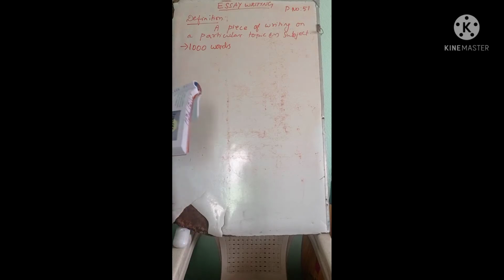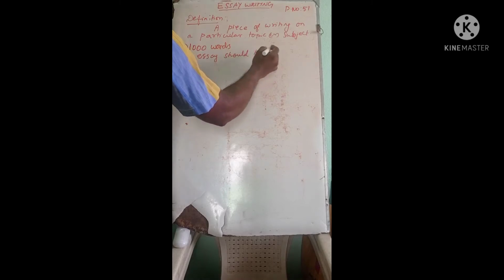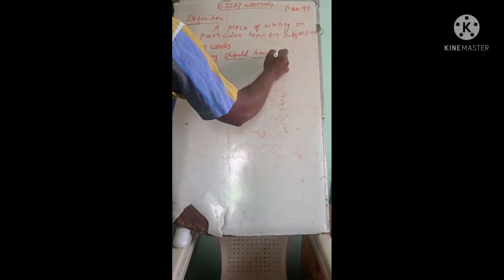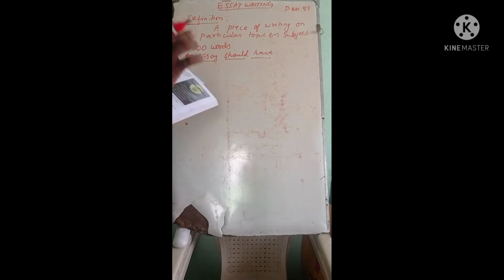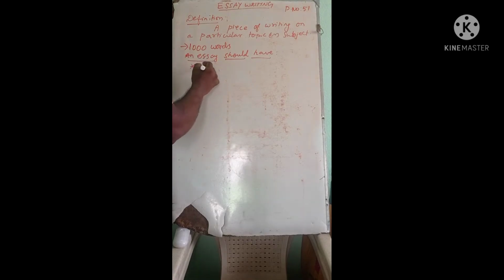See, what an essay should have. Listen. An essay should have a definite theme or purpose. It should have what? A definite theme. You know that theme is the purpose of the essay, or the central concept, the central idea of an essay.